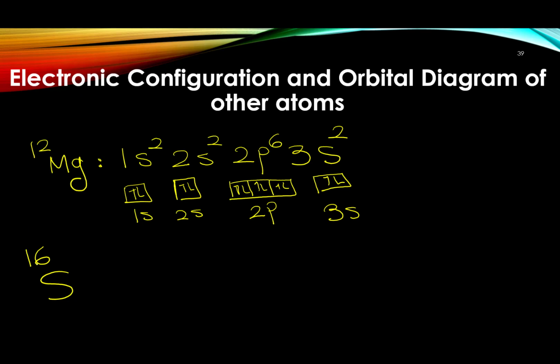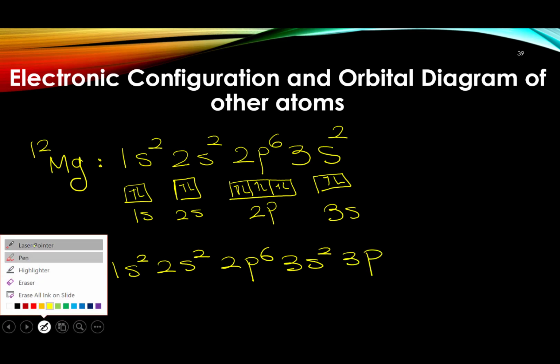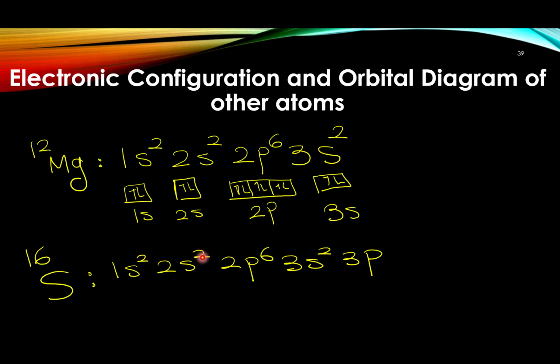Sulfur atom has 16 electrons. Okay, then it's 1s2, 2s2, 2p6, 3s2, 3p. Now let's count how many more we have to add. 2 plus 2 is 4. 4 plus 6 is 10. 10 plus 2 is 12. Now 12, how many more do we need to make it to 16?